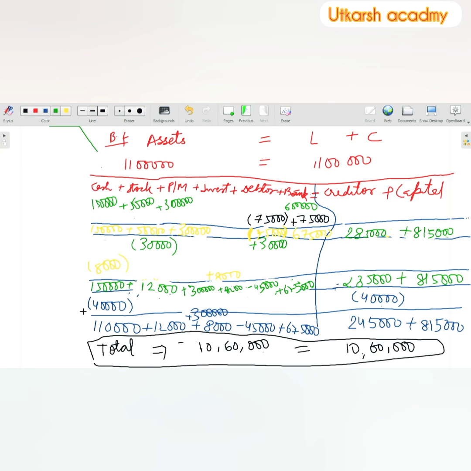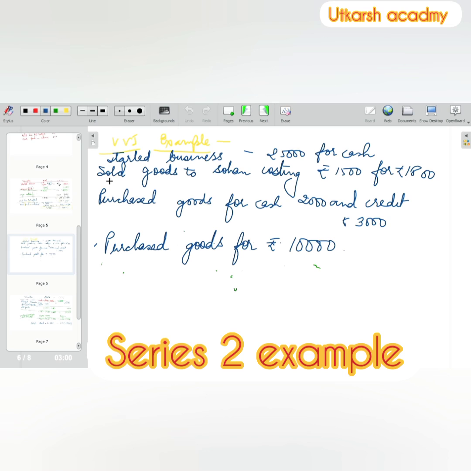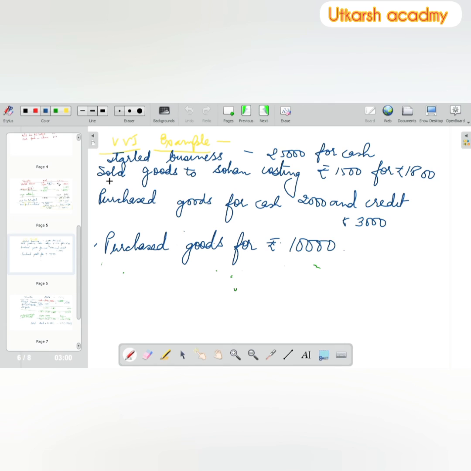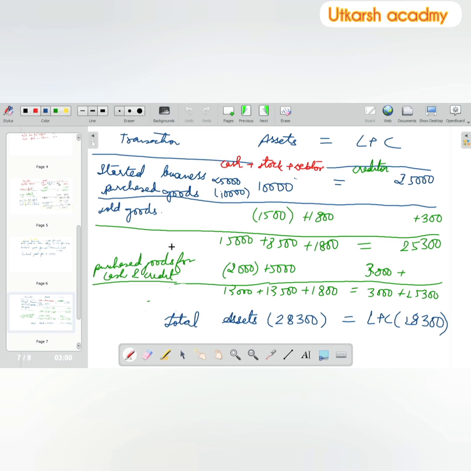Fine. So this was a short example to make you understand how the accounting equation is being solved in practical fashion. This is another example of accounting equations and we will get started with solving this example. Okay, let's start. Started a business of 25,000 for cash. So what will be the effect? On the cash column 25,000, create capital 25,000.